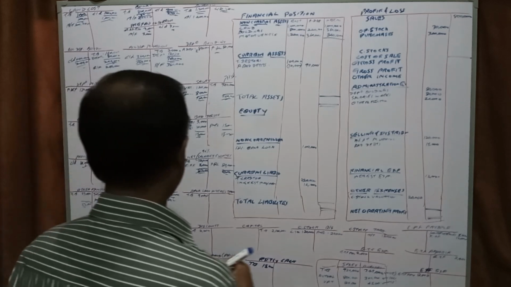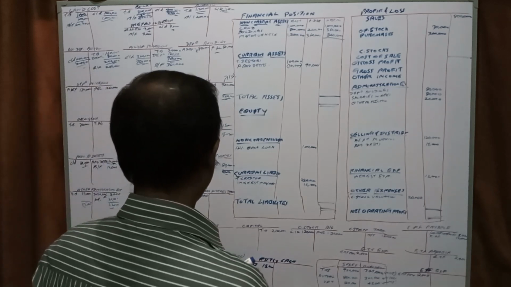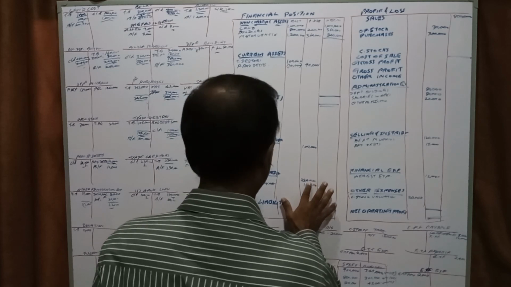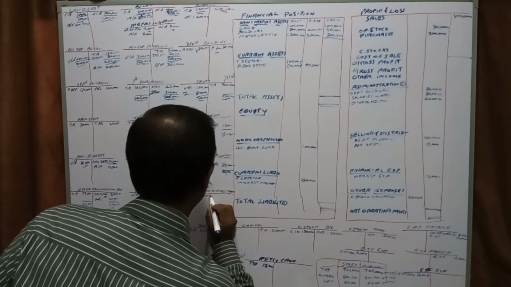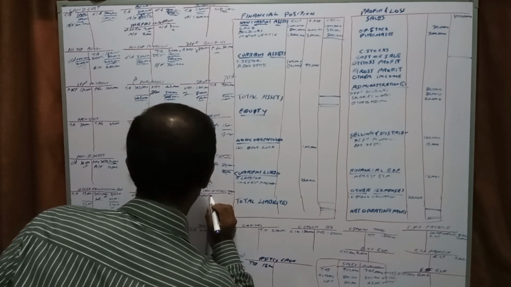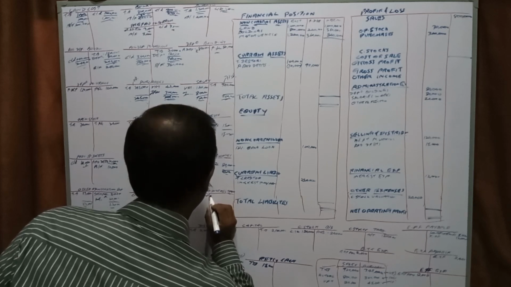And bank loan interest paid, sorry, not paid, payable is 12,000. Bank loan interest is payable.